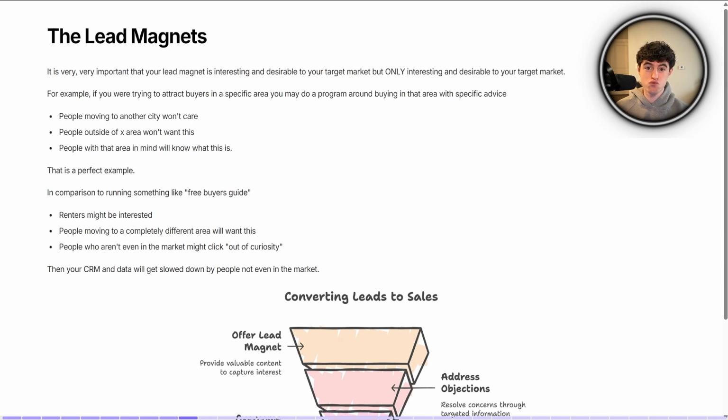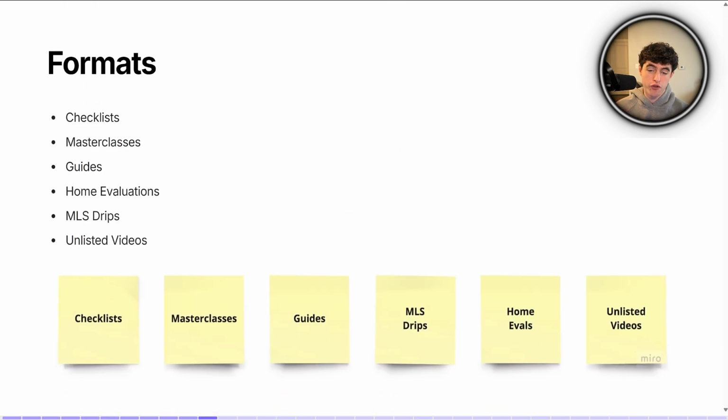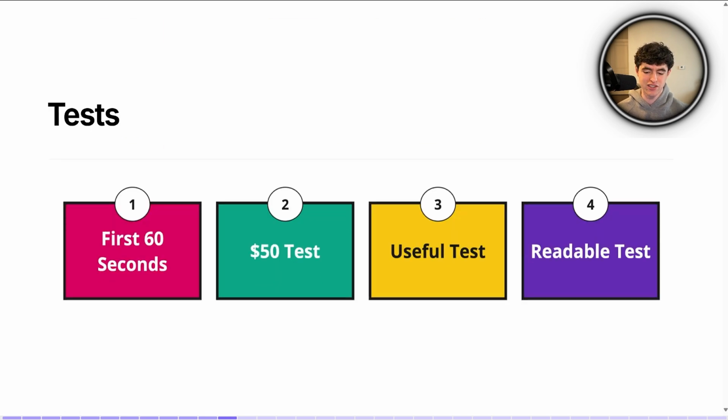In comparison, if you run something like a free buyer's guide, renters might be interested, people moving to a completely different area will want this, people who aren't even in the right market might click out of curiosity. So then your CRM and data will get slowed down by people that are not even in your specific market, right? So formats of different lead magnets are things like checklists, masterclasses, guides, home evaluations, MLS drips, and unlisted videos.